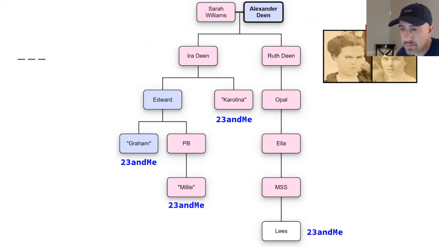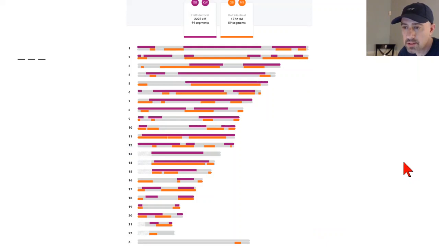So, a picture of Ira and Ruth Dean here, our ancestors, just to make this interesting. Here's the family tree now, and we can now put 23andMe under everyone, because we're all on 23andMe and we can begin to make direct comparisons.